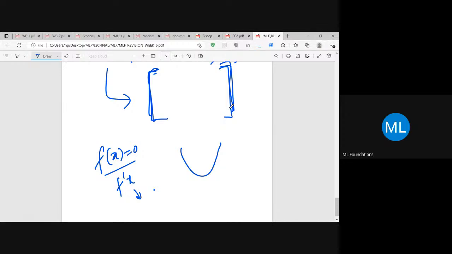Yes, sir. Why are we double differentiating it and then putting the value and checking whether this value is positive or negative? Why are we doing that?